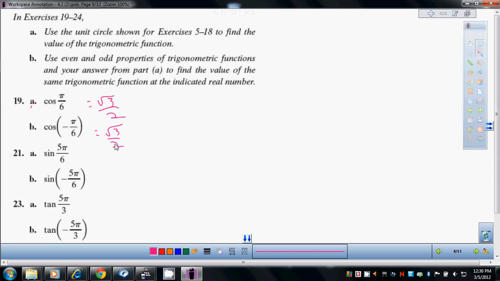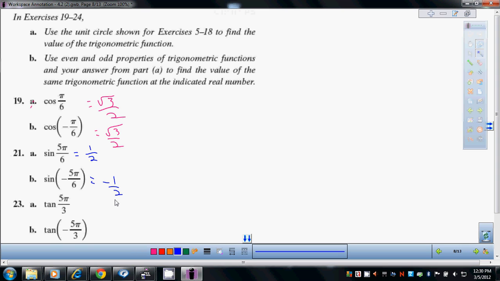So what's sine of negative 5 pi over 6? I'm starting over. What is sine of 5 pi over 6? It should be 1/2. So now for sine of negative 5 pi over 6, go the exact same distance except in the opposite direction. What's directly opposite of that? Negative 1/2.